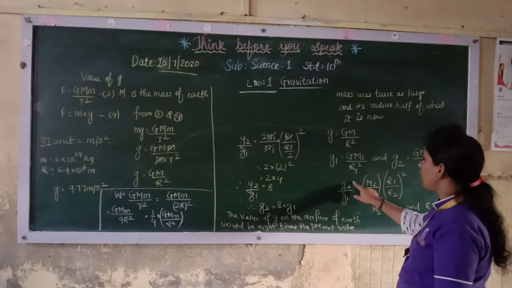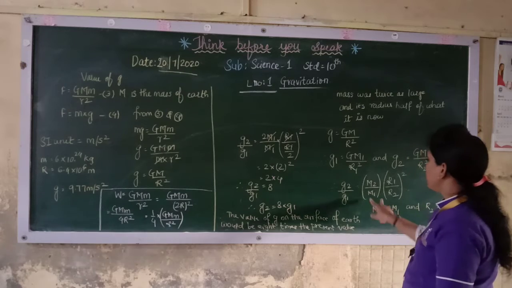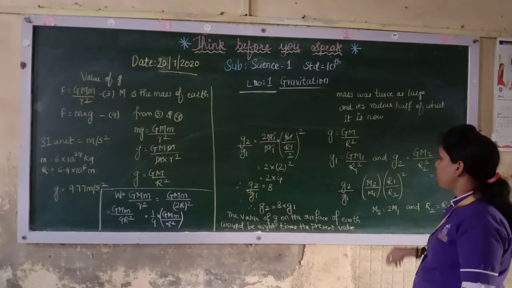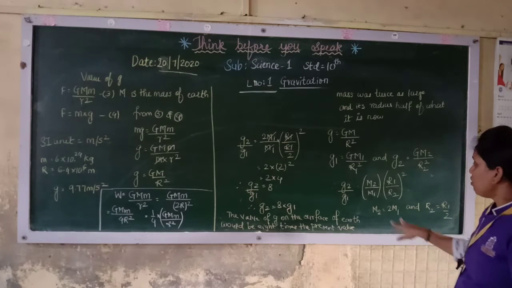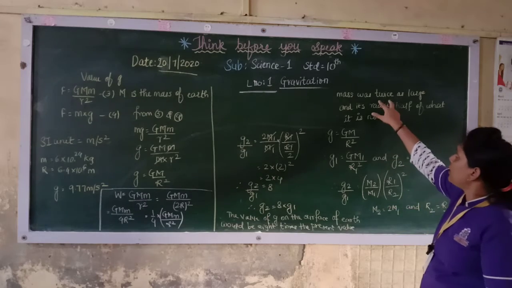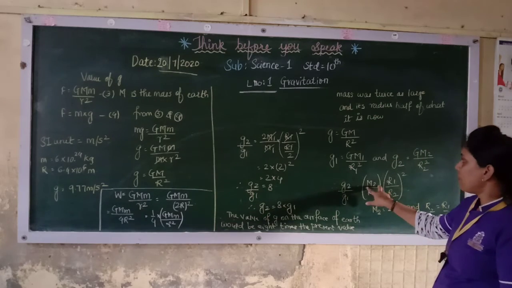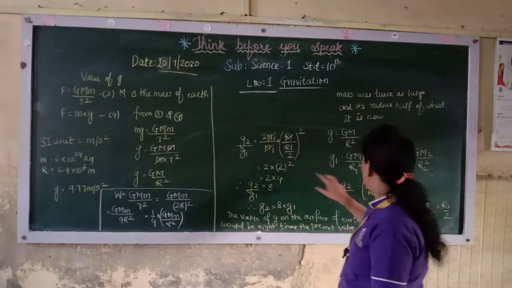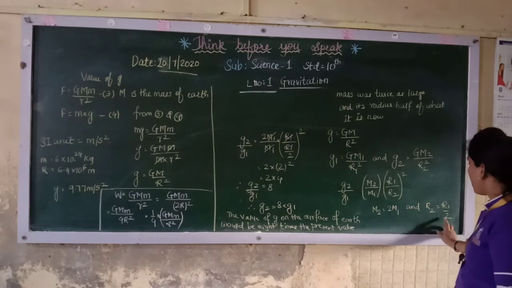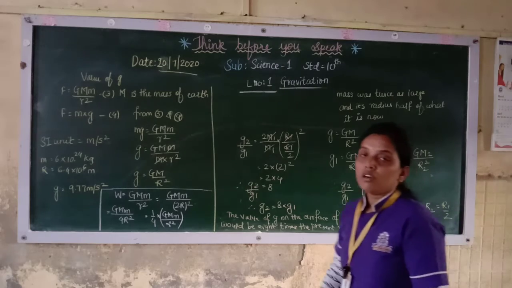So if you take the ratio of G2 to G1, you will get M2 upon M1 into R1 upon R2. Now if you see over here, M2 is twice of M1. Here we have written it is twice. So twice of M1 will come over here. R2 is half. See, it is half the radius. So R2 will be R1 upon 2.